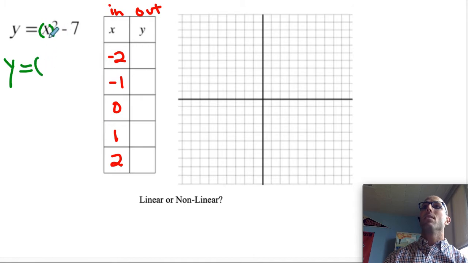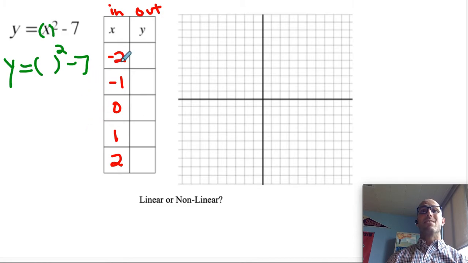So in this case, I'm taking x and I'm squaring it. Okay, so I'm going to take my x value, put it in parentheses, square it, and then subtract 7. Right? So I'm going to take these inputs and put them in there, because those are my x values. I'm going to replace x. So I'm going to start with -2.